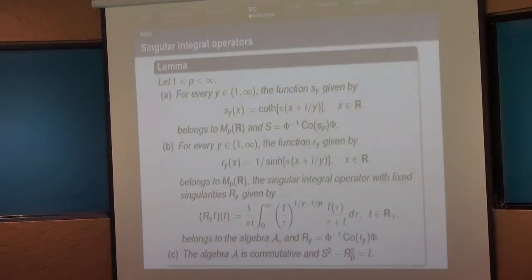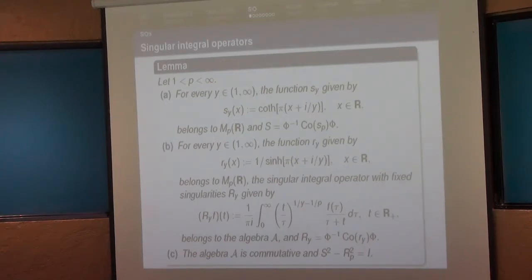Now, what is the relation? Let p belong to such an interval. For every y in the interval 1 to infinity, the function S_y, defined by the following formula, belongs to the set of all Fourier multipliers of the real line in the space L^p, and the Cauchy singular integral operator is a similarity transform of a Mellin convolution operator. So the Mellin convolution operator is as given: first we apply the Mellin transform, then multiply by this function, and apply the inverse Mellin transform. This is true if p equals 2.